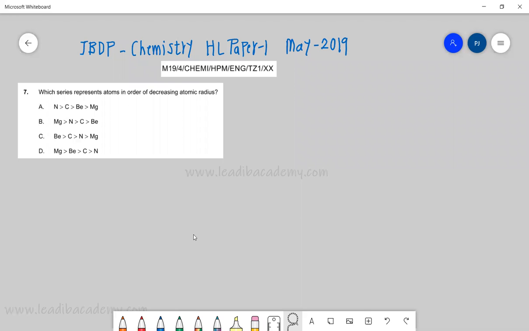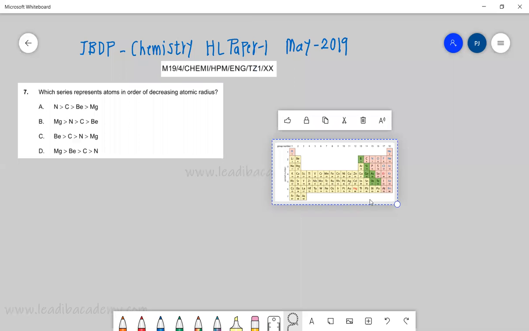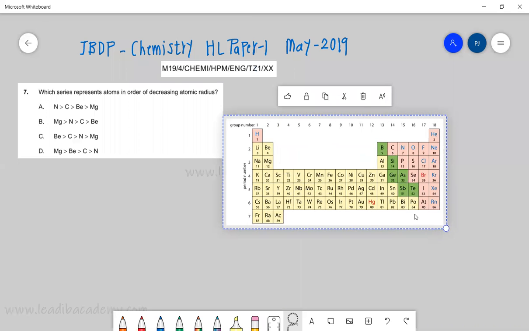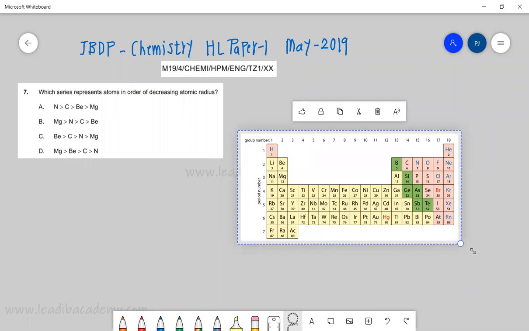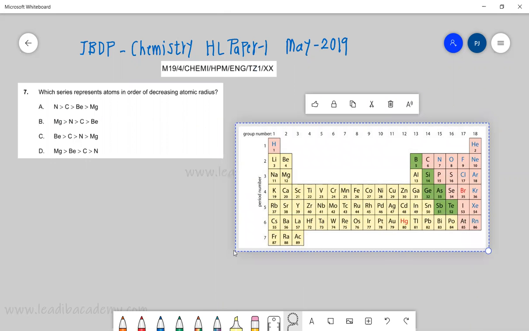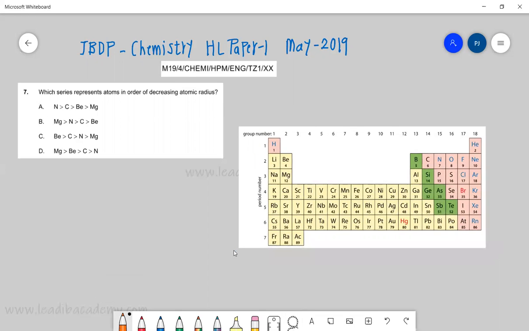Okay, now we are looking into question number 7. It appears to be very interesting. Which series represents the atoms in order of decreasing atomic radius? Again, what is our best friend? Look into the periodic table. That will give us a lot of clues. So let's start looking into the periodic table. Our friend magnesium, then they talk about beryllium.